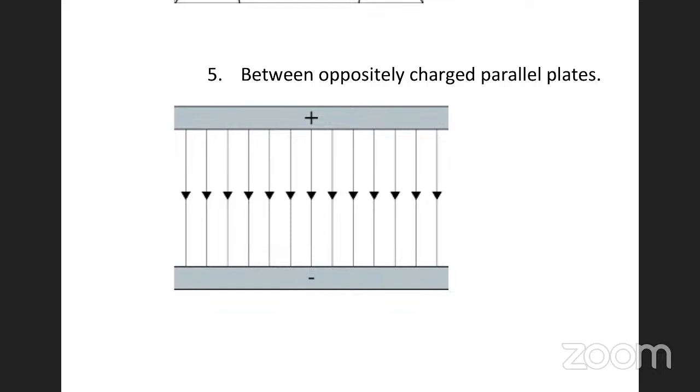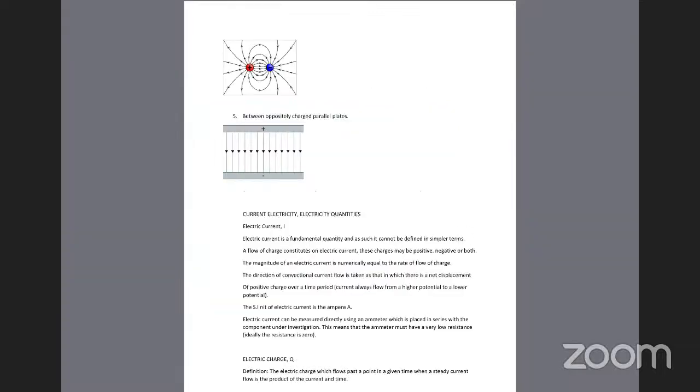So now we know what all the field lines look like, right? Everybody okay? Yeah. Nice. So we had the field lines there.